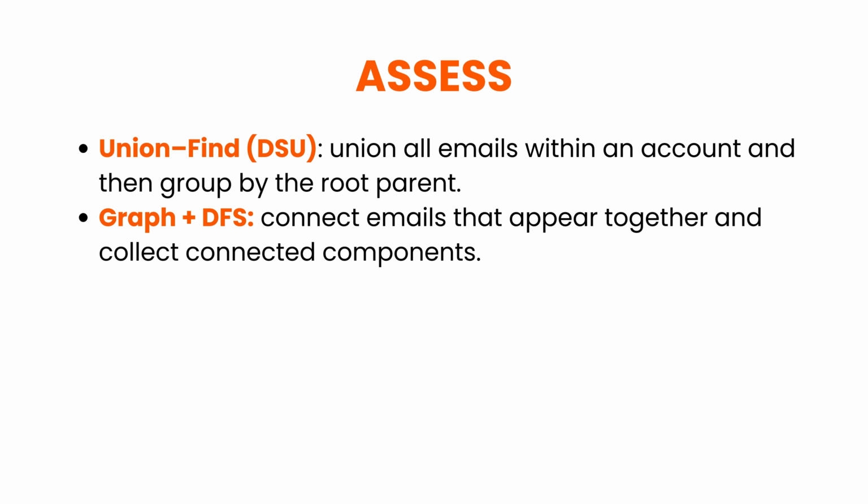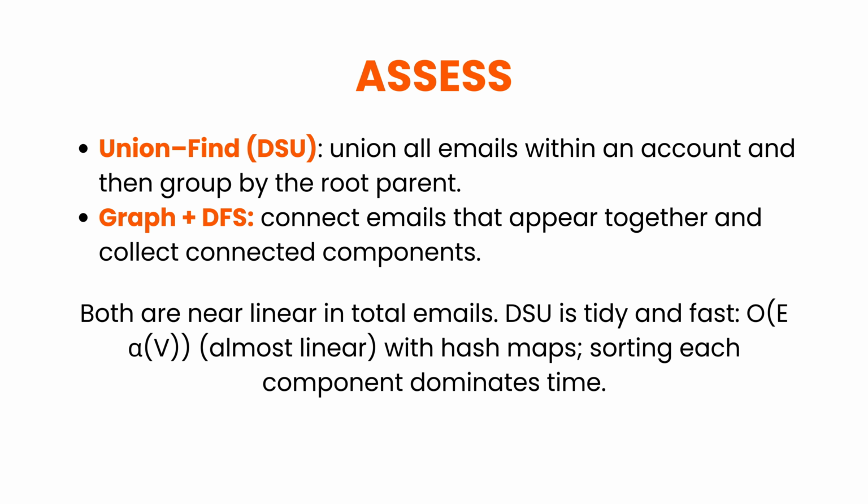Two standard approaches. Union Find, DSU: union all emails within an account and then group by the root parent. Graph plus DFS: connect emails that appear together and collect connected components. Both are near linear in total emails. DSU is tidy and fast, O(E alpha(V)), almost linear, with hash maps. Sorting each component dominates time.